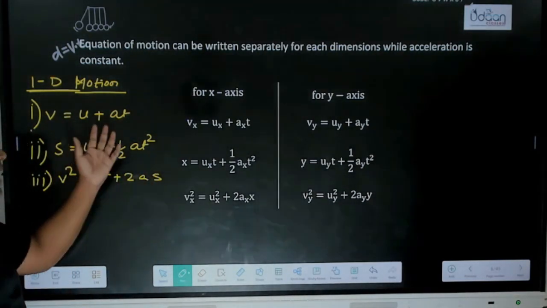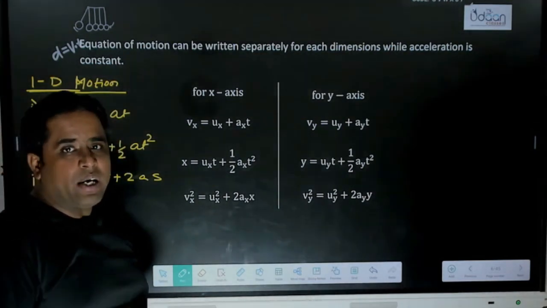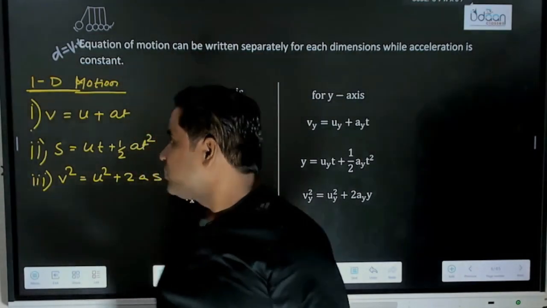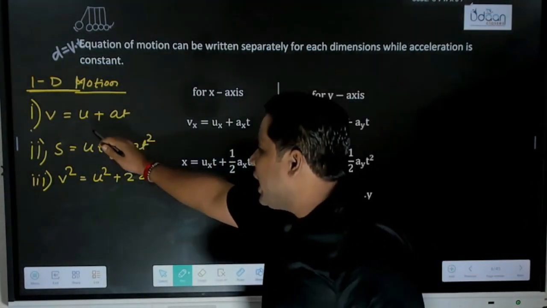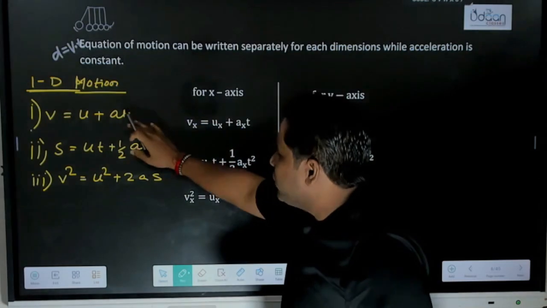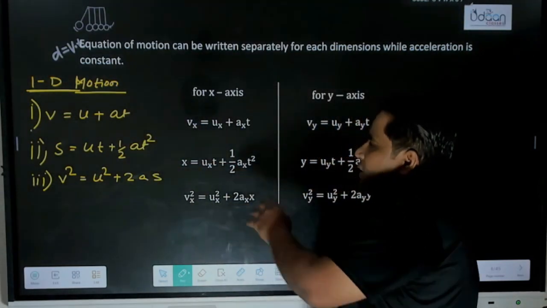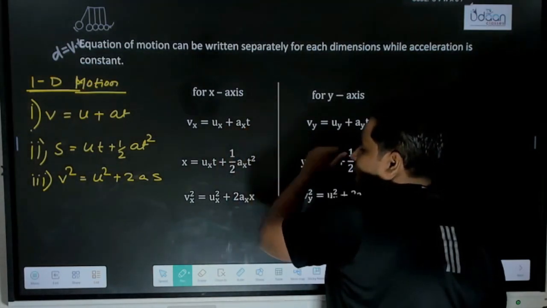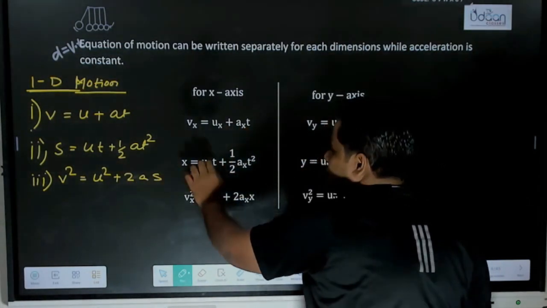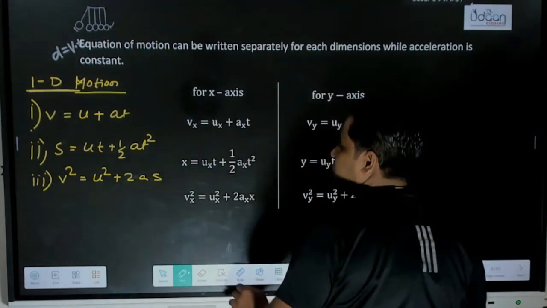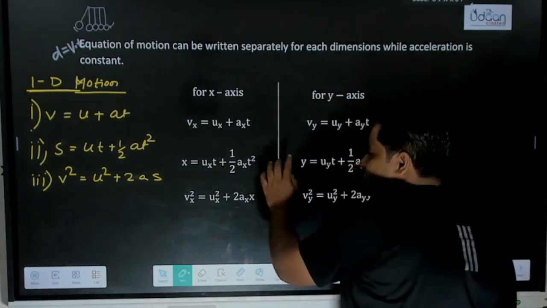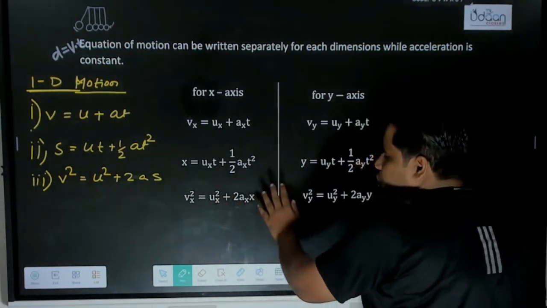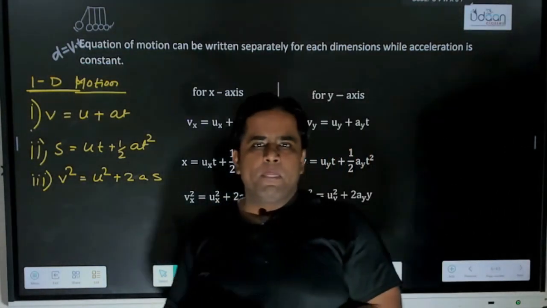So friends, if I apply all this with the perfect coordinate system, how are we going to write it? I am just going to apply the x coordinate in these equations. Vx will be equal to ux plus axt. S will become x because we are talking about the x-axis. x equals uxt plus half axt square. Vx square will be written as ux square plus 2ax into x.